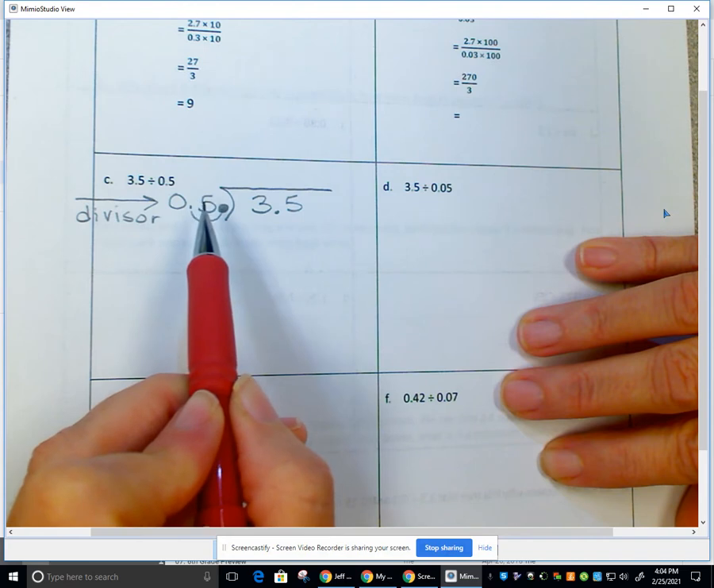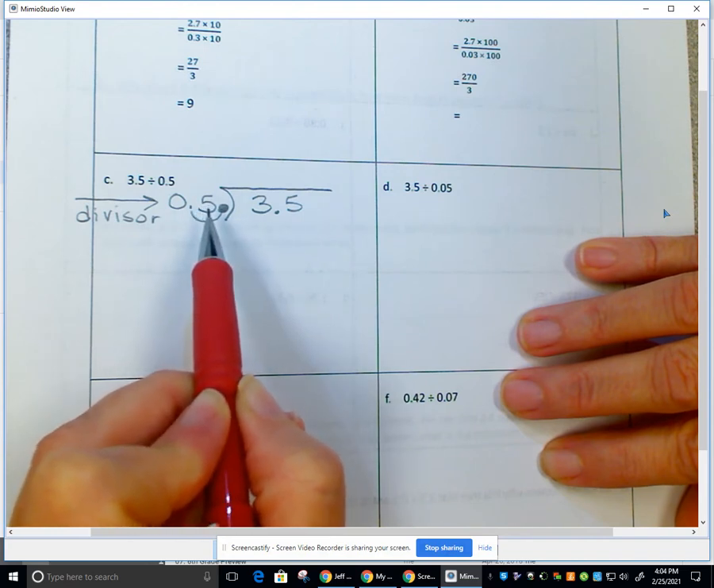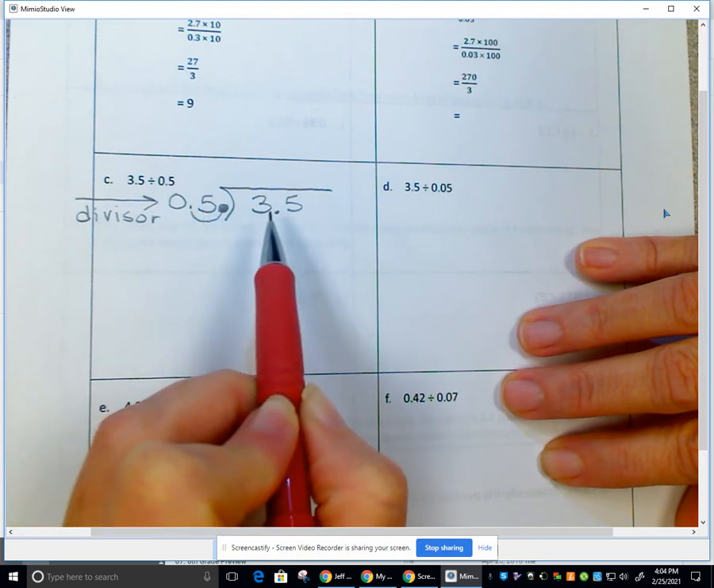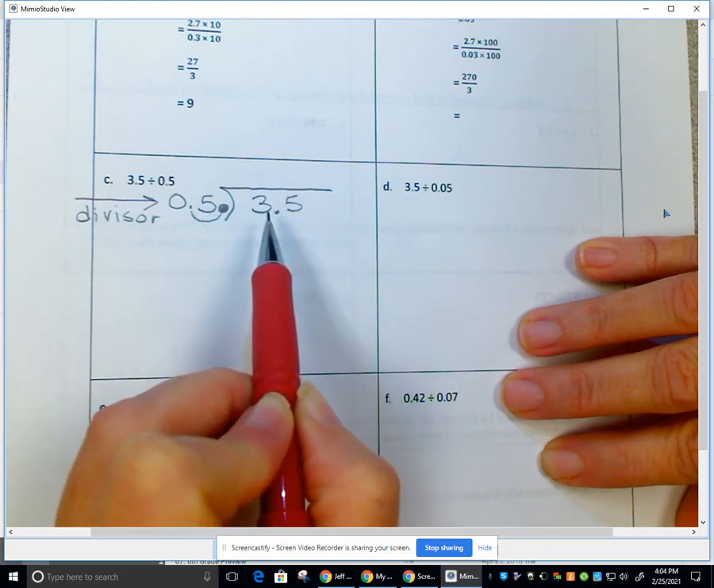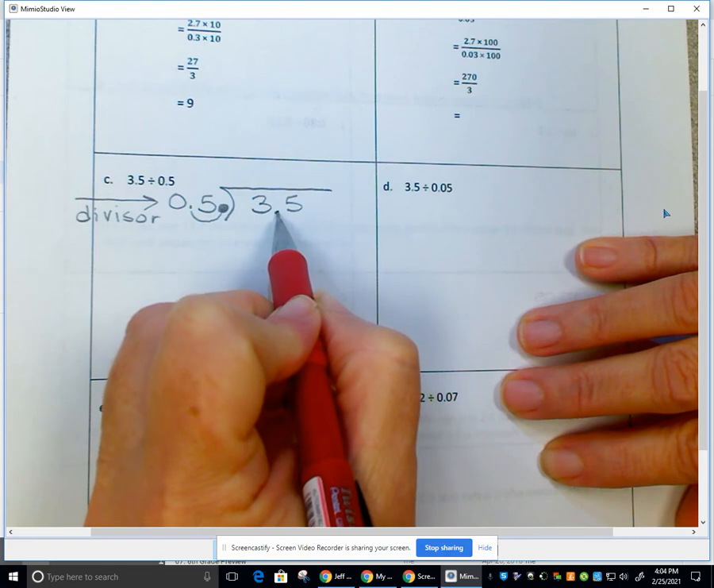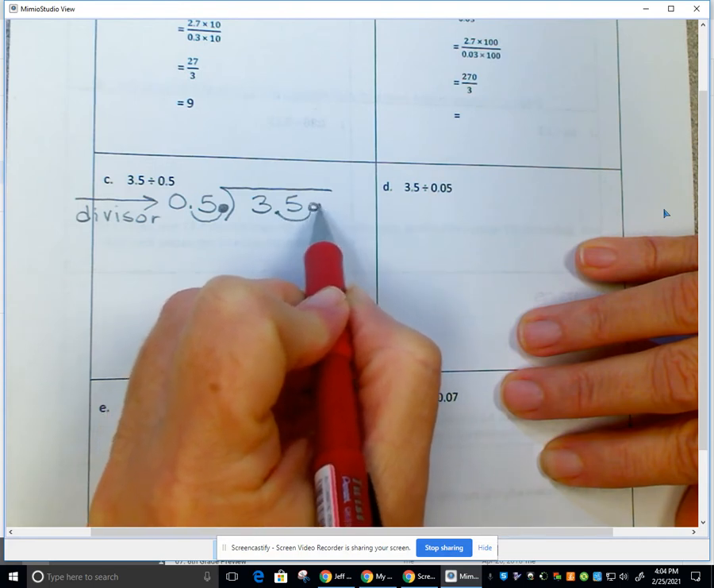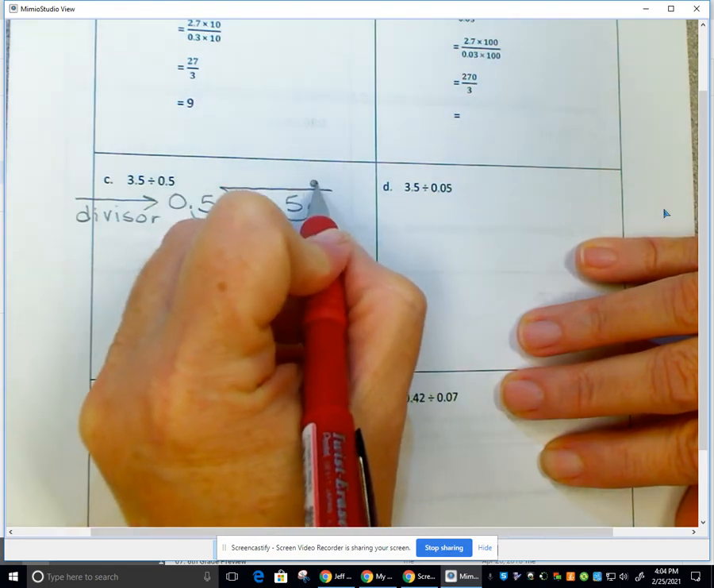To do that, that means I multiply this number by 10. If I multiply this number by 10, then I must multiply this number by 10. So this decimal must move one place to the right. And I'll bring it straight up.